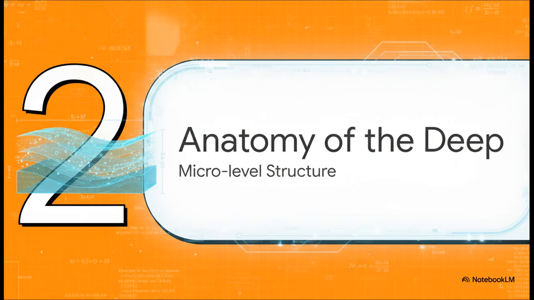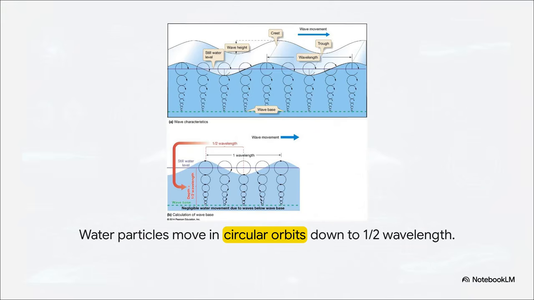All right, moving on to Section 2, anatomy of the deep. Let's zoom way in to look at the exact anatomical measurements of a single wave. As this wave energy moves through, the individual water particles themselves are set into motion in a circular pattern. We call this an orbit. The highest point is your crest, the lowest is the trough, and that horizontal distance between them, that's your wavelength. We also measure its frequency, which is just how many waves pass a fixed point per second.